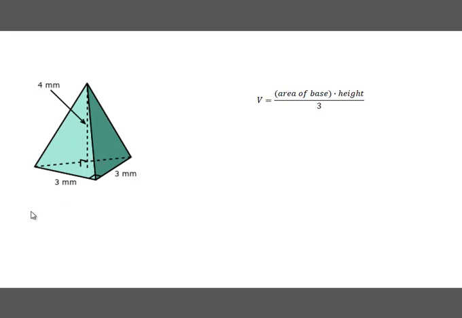Well, the base itself is a triangle, so what's the formula for a triangle again? Half the base times the height, right? So half the base is 3 times the height is 3, so half times 3 times 3. That would be the area of the base. The height would just be 4, so half of 3 times 3 is 4.5, right? Times 4, which would be 18, and then you would divide that by 3, and that's how you would find the volume of this.